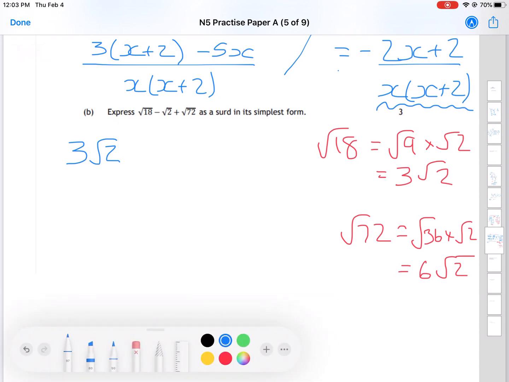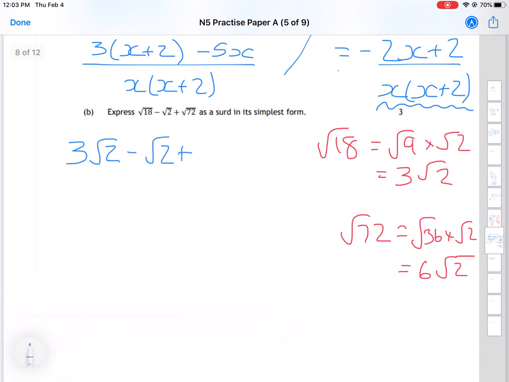Right, so 3 root 2 comes from the 18, minus root 2 was in the middle, and plus 6 root 2 from the 72. 3 of something, take away 1 of something, add 6 of it, gives you 8 of those somethings. So 3 take away 1 is 2, plus the 6 gives you 8, with the root 2 attached to the end. Think of them as x's again, the root 2 is just a thing. Think of it as circles, football, people. 3 of them, take away 1 of them, add another 6 of them.